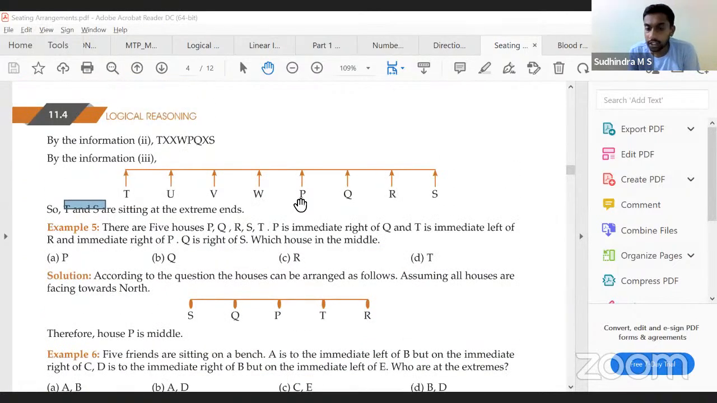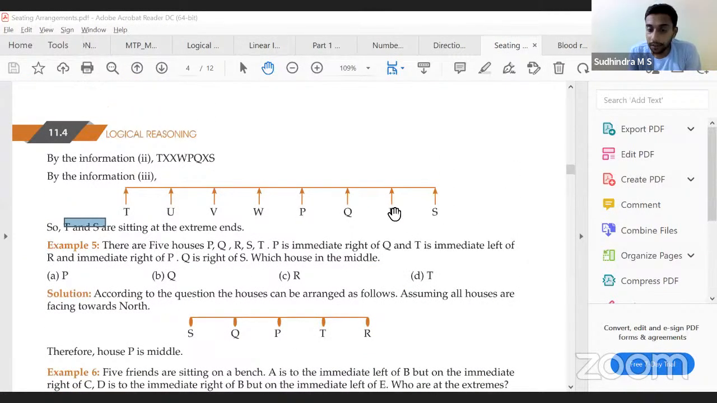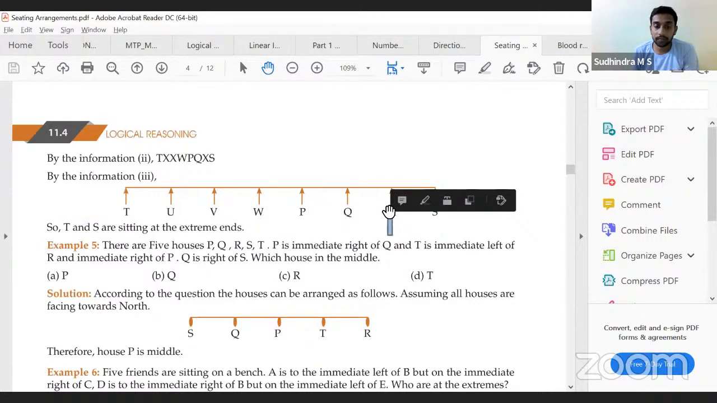Five friends are sitting on a bench. A is to the immediate left of B, but on the immediate right of C. D is to the immediate right of B, but on the immediate left of E. Who are at the extremes?